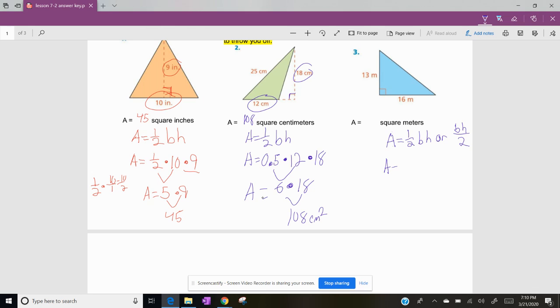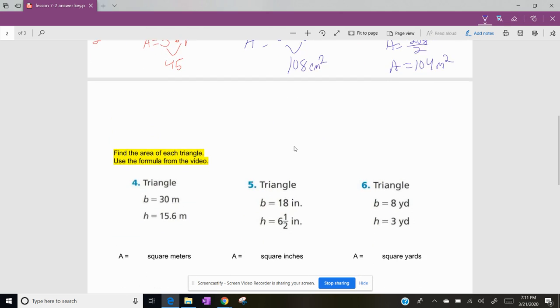So area will equal 13 times 16 divided by 2. You're going to multiply here first, and 13 times 16 is 208. Area equals 208 divided by 2. And now I'll do that division. I'm going to get 104 as my answer, square meters. So 104. Scrolling on down.